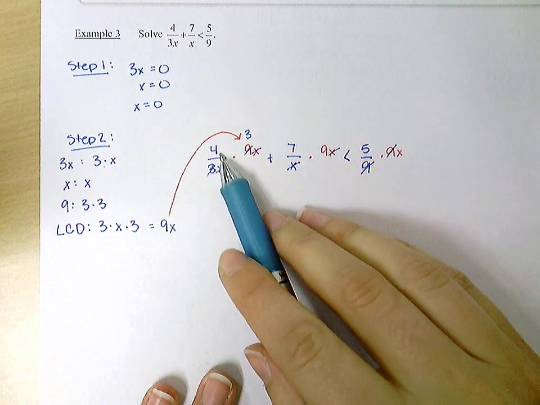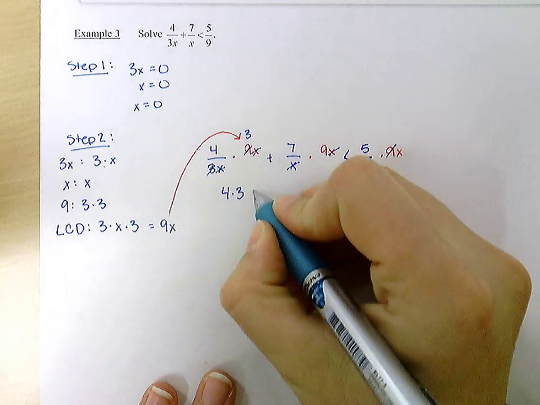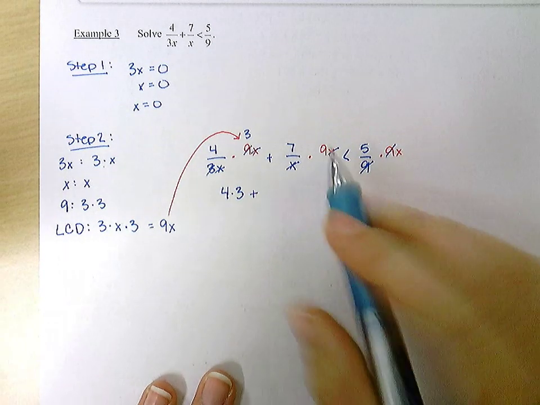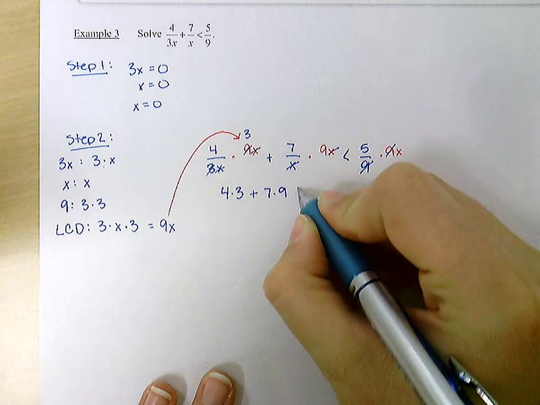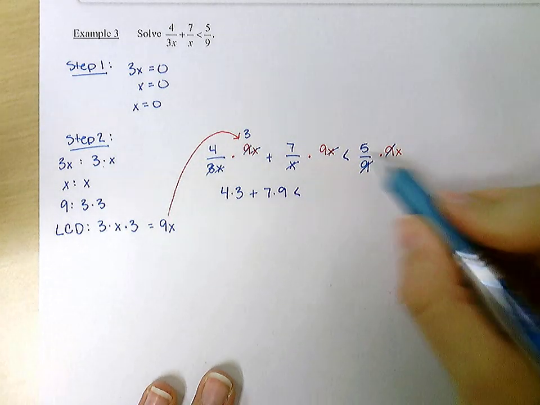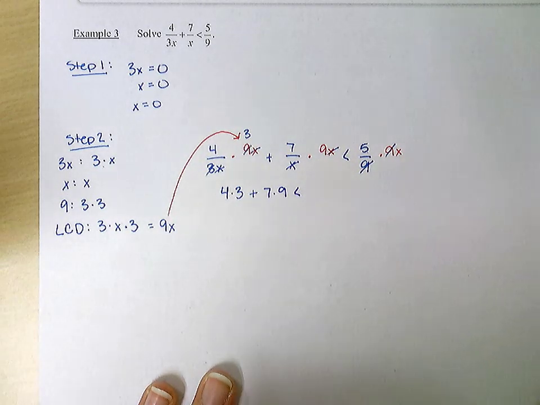4 times 3, then I have plus 7 times 9 is less than 5 times x.